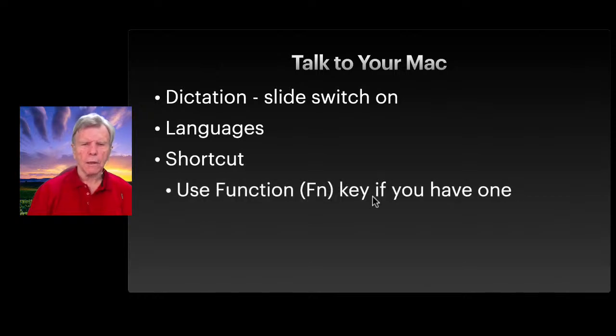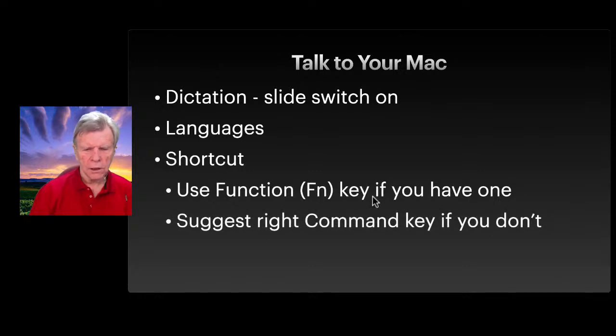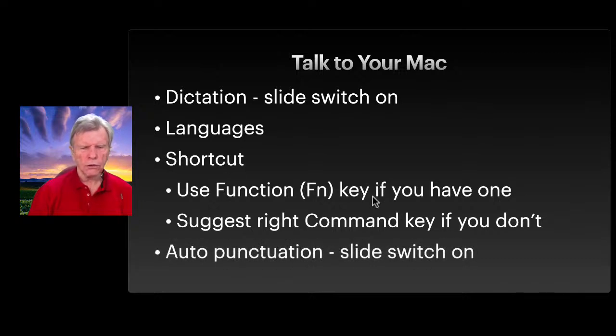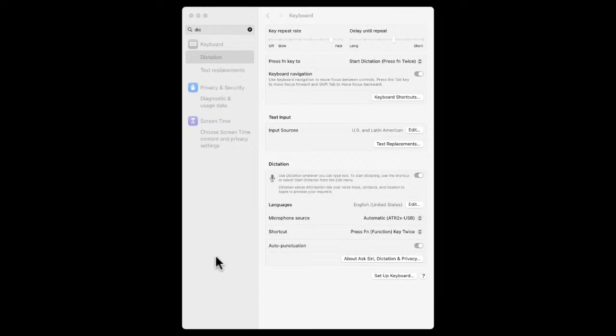And the default shortcut is the FN or function key, which you may or may not have at the lower left-hand corner of your keyboard. If you don't have it, then I suggest that you use the right command key. So you have a command key on the left side and the right side of your space bar. You probably don't use the one on the right side, so that would be a good one to use. And you can also turn on the auto punctuation. So let's go through that as we go into our system settings.